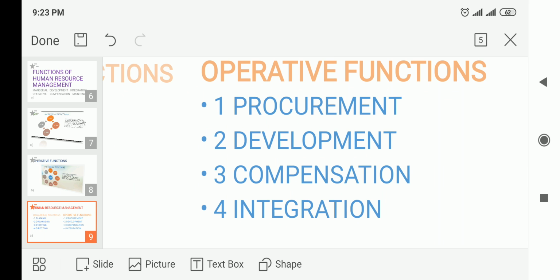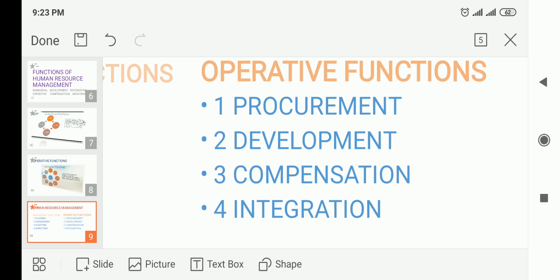Now, what is procurement? Procurement means you procure the things, you get the things, you buy the raw materials, and then you bring them to one place, you arrange them, you assemble them. After that comes development. Development of the company is there, development of employees is there. Third is the compensation paid to the employees. Compensation is another function.